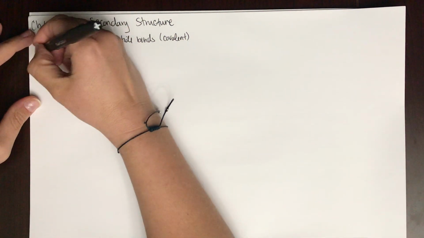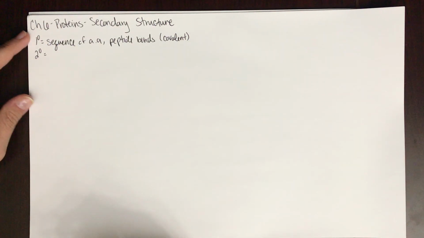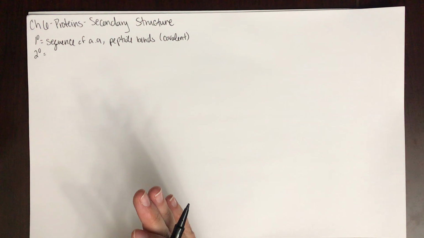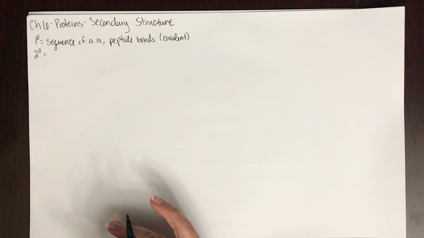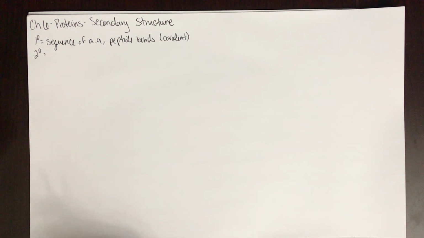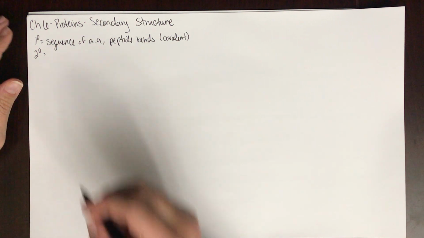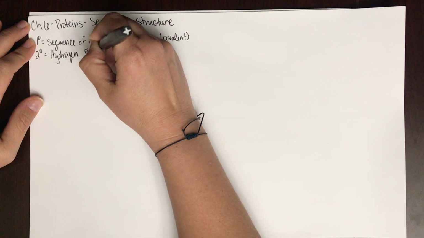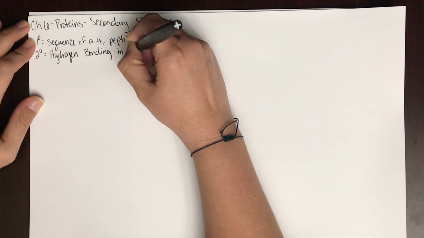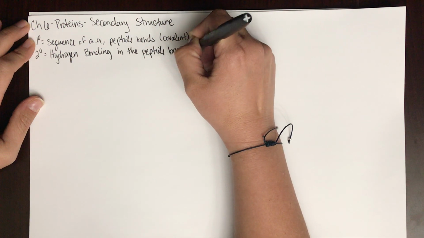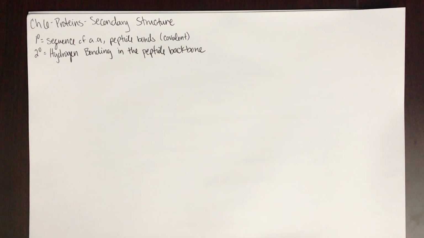All of the other interactions between secondary, tertiary, and quaternary are going to be non-covalent interactions. So again, that's something you should always be thinking about when we're looking at how these molecules are being made: what's a covalent interaction and what's a non-covalent interaction. So the primary structure is just the sequence of amino acids held together by the peptide bond. The secondary structure is determined by hydrogen bonding in the peptide backbone.